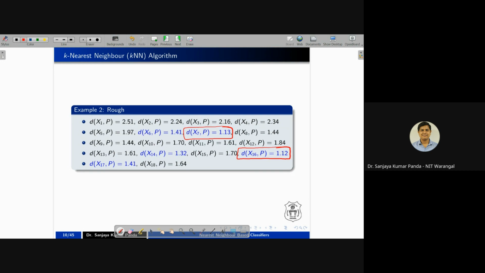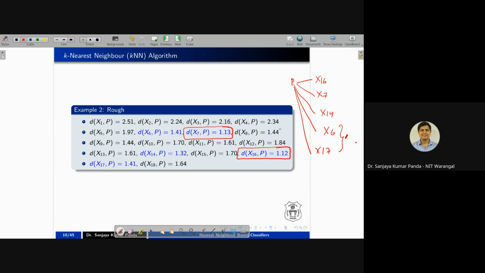For the test pattern P, the closest neighbor is x16. Next is x7. Then you get x14. Then the next closest is x6, and the next closest is x17. In fact, x6 and x17 can be selected in either order, x6 followed by x17, or x17 followed by x6, because you can see the distance is the same.